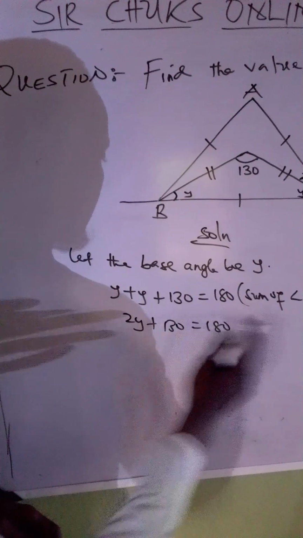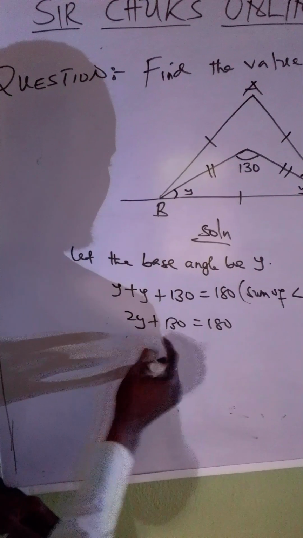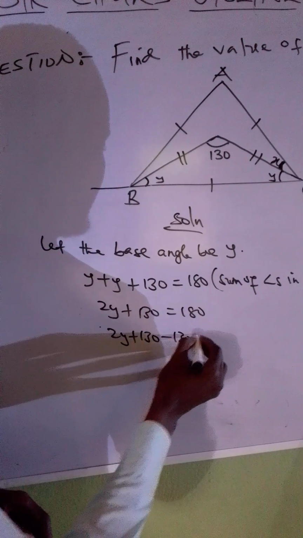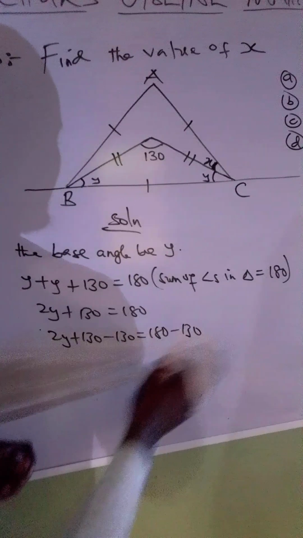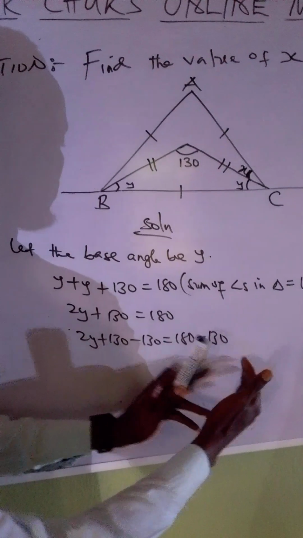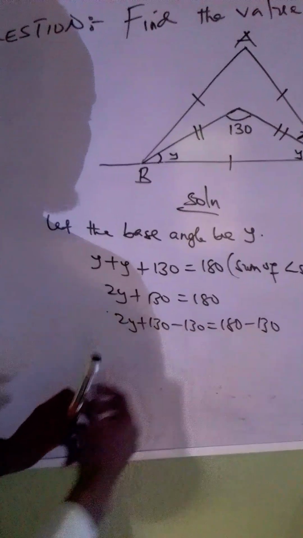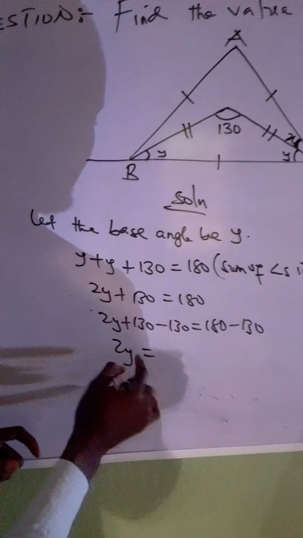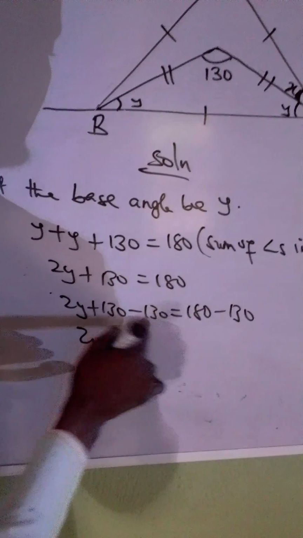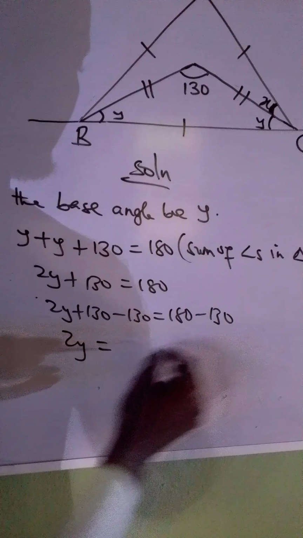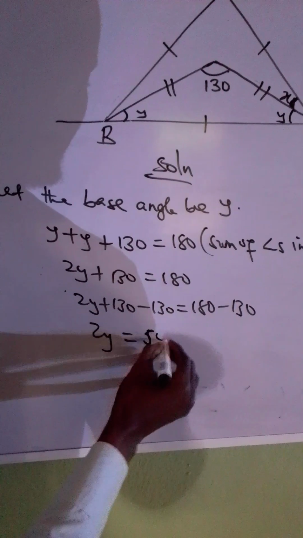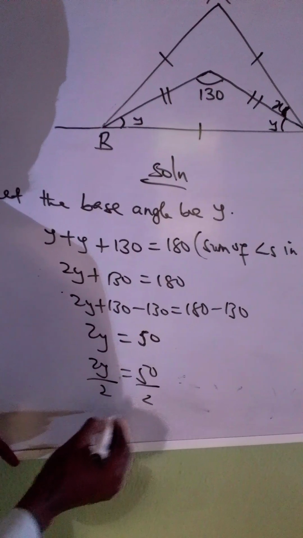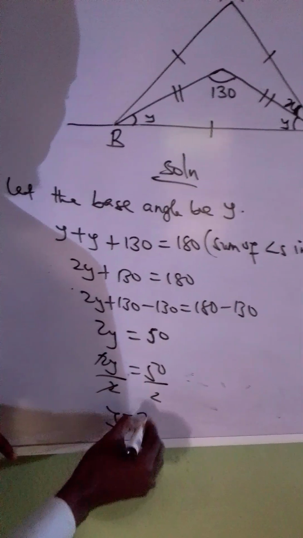Then I'll add minus 130 to both sides in order to eliminate this 130. So 2y plus 130 minus 130 equal to 180 minus 130. Whatever is done to the right hand side of an equation should also be done to the left hand side. So I have 2y equal to 180 minus 130, which gives us 50. Then divide both sides by the coefficient of y. So 2y over 2 equal to 50 over 2. So 2 cancels 2, and we have y equal to 25.